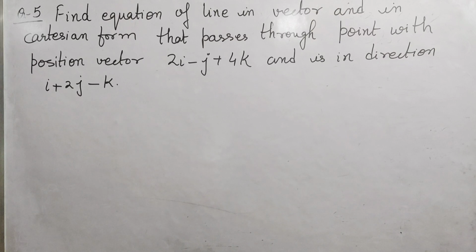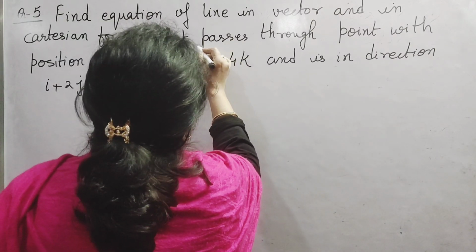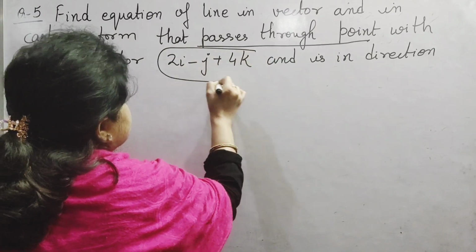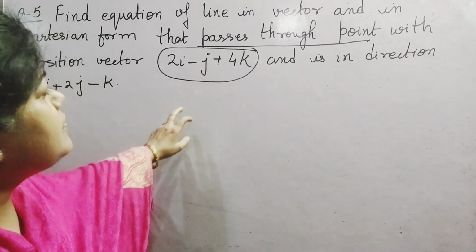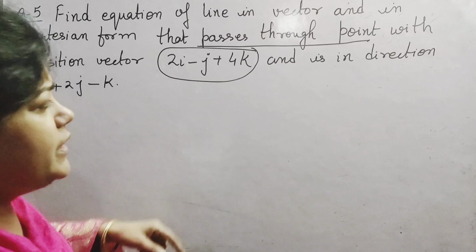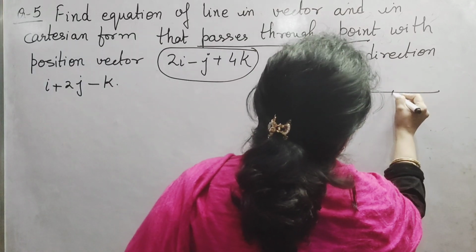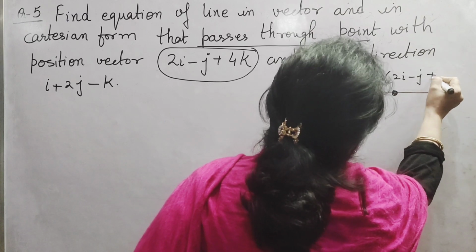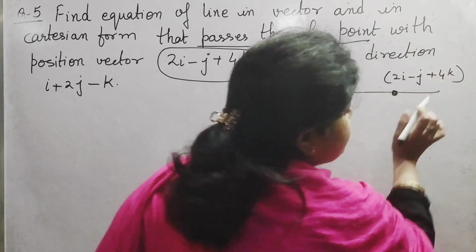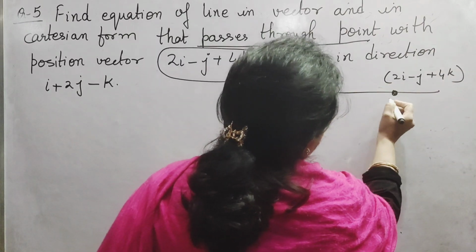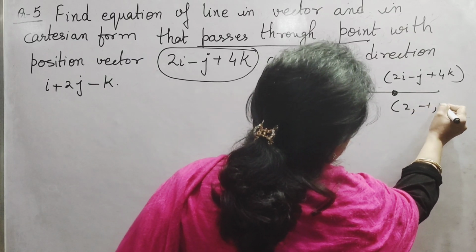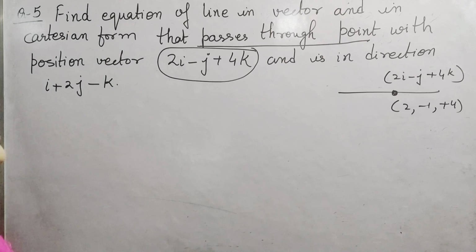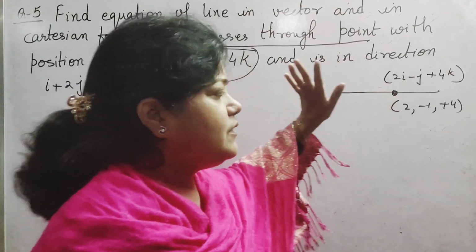What does it mean? Concentrate over here. Passes through a point, and this is the point. The value of the point is given as 2i minus j plus 4k. Either it is given in this form, or as 2, minus 1, 4. These are both the same. Never be confused with these things. But here it is given in the vector form.